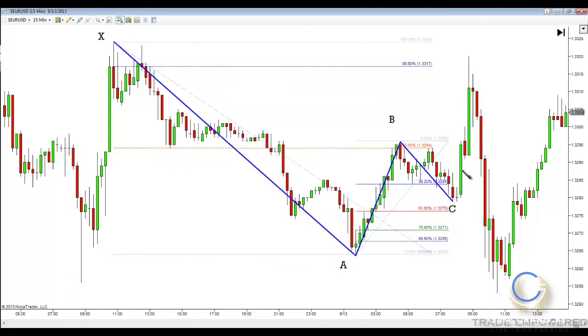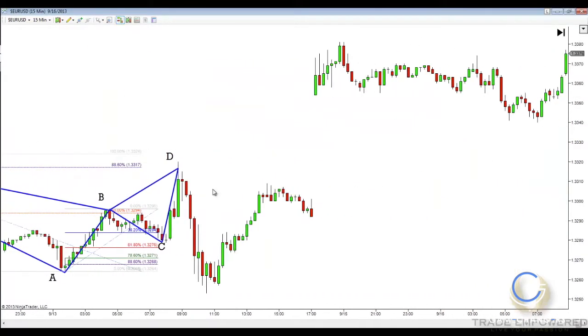Then for the D completion, looking for price action to hit the 886. And the 886 is that same Fibonacci retracement, the original one we drew on, from our X to my A leg. And you can see, yet again, another valid bat pattern.